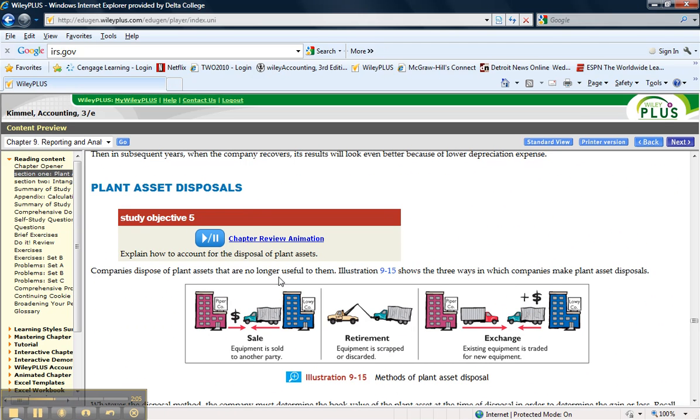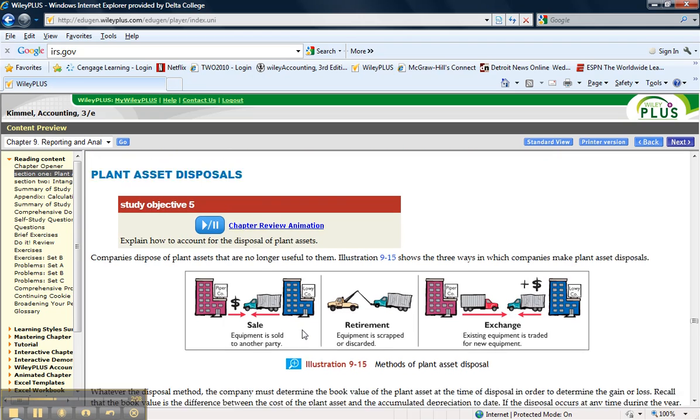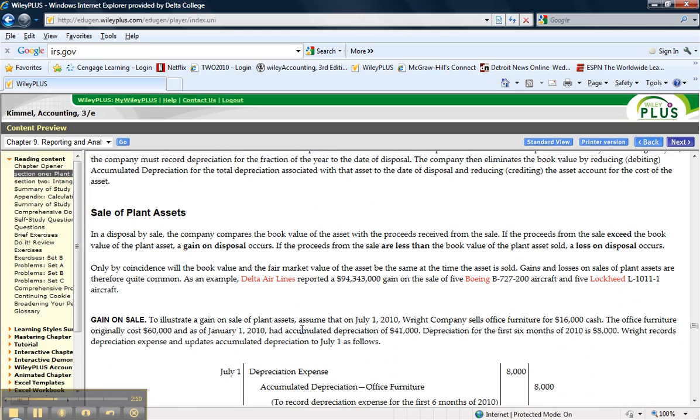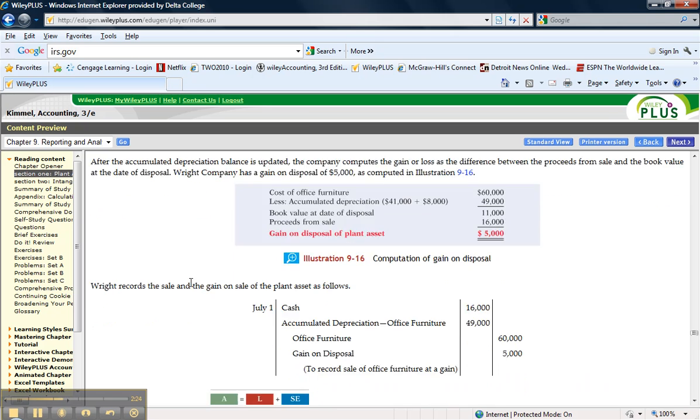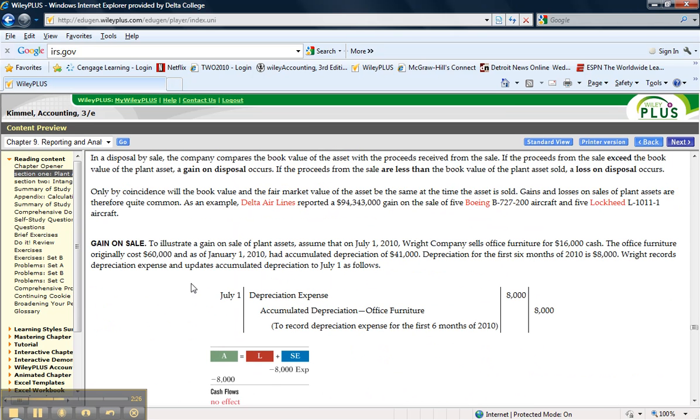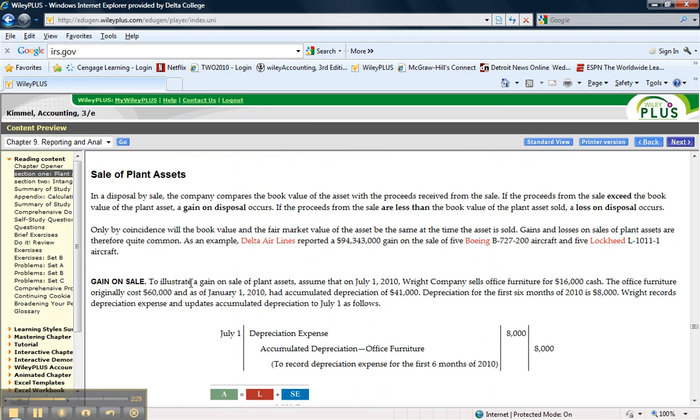Disposals, study objective 5. What if you sell an asset? How do you record the disposal? The book talks about it in a gain and loss sense, but essentially you have a couple of steps in recording disposals. First, you have to update your depreciation expense calculation through the disposal date, and then you have to record the disposal. In this example, they're going to sell the asset on July 1.